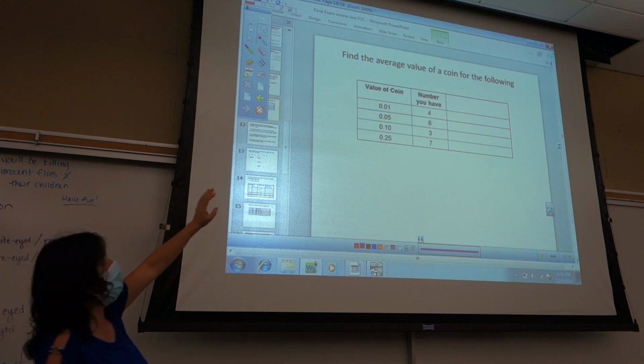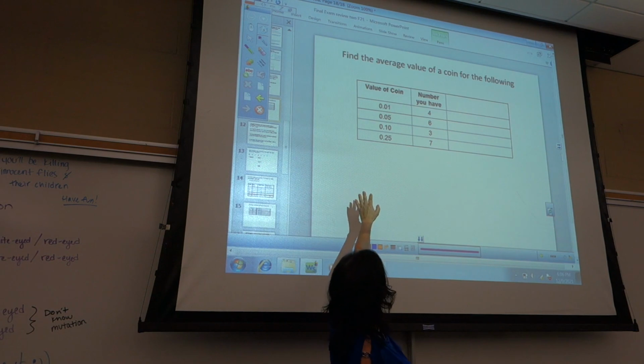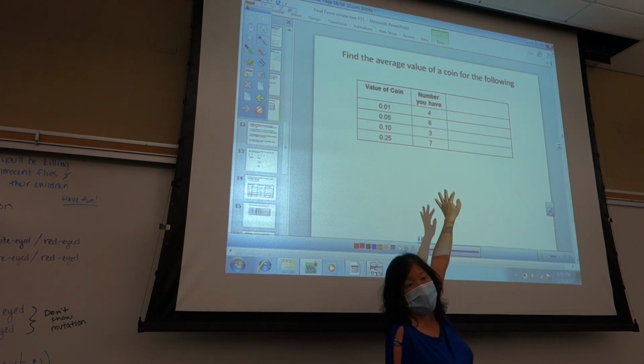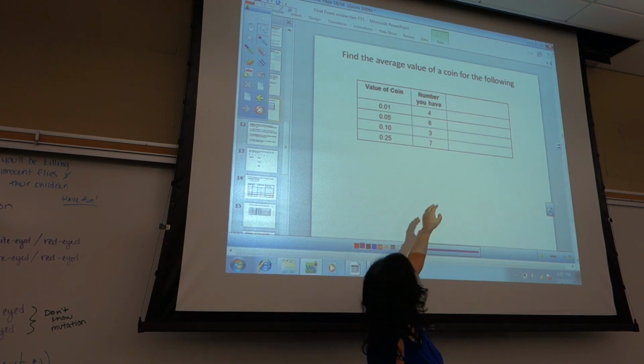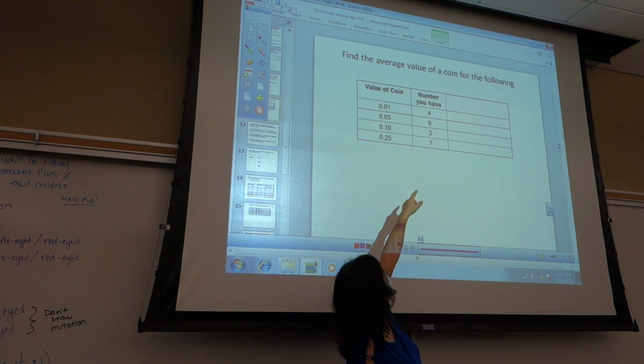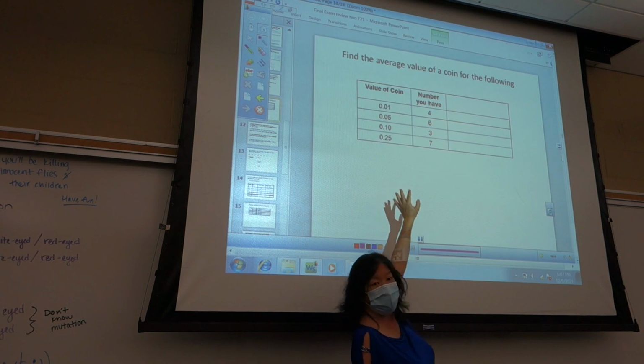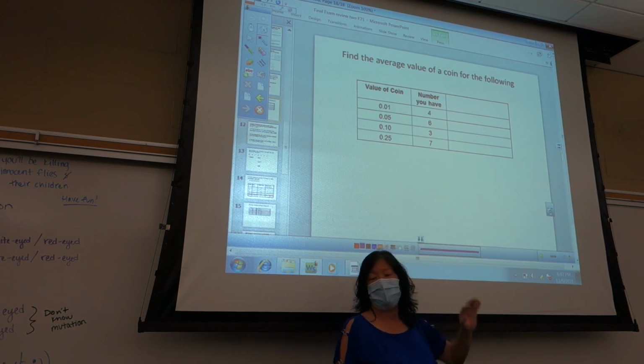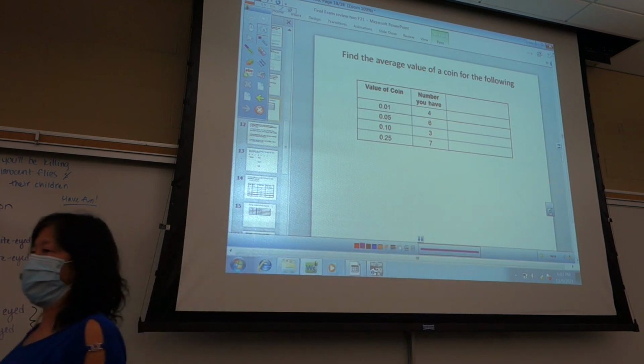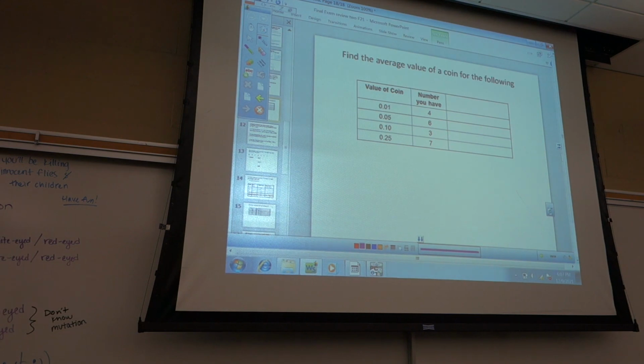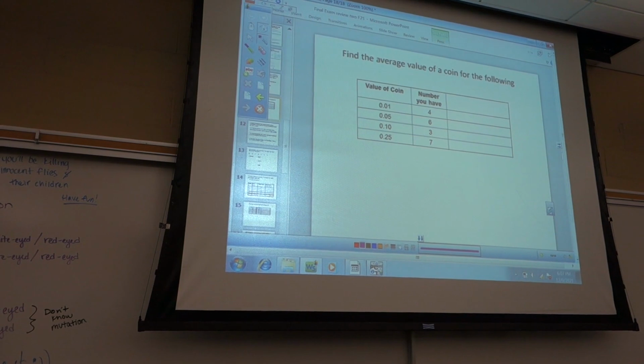So here, you have coins. And then you have how many coins you have of that type. So I have 4 pennies, I have 6 nickels, I have 3 dimes, 7 quarters. Does everybody make sense? What's the average value of a coin? So try to work that one through. It's a similar sort of problem.